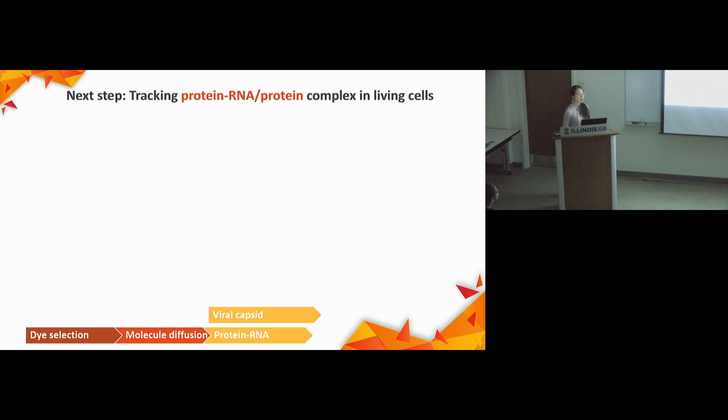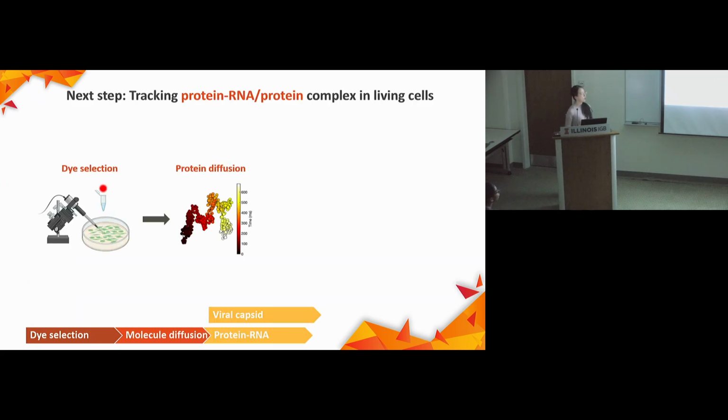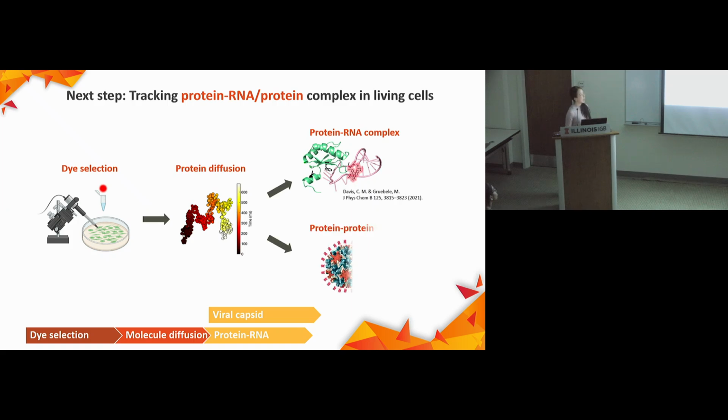Now we have our best dye selected. We have a single molecule that can be tracked in the live human cell. Let's move on to the next step. That's going to be our actual system. We have 2 model systems that we are particularly interested in studying. One is a protein-RNA complex that I already described before. One is a protein-protein complex that comes from a virus capsid system.